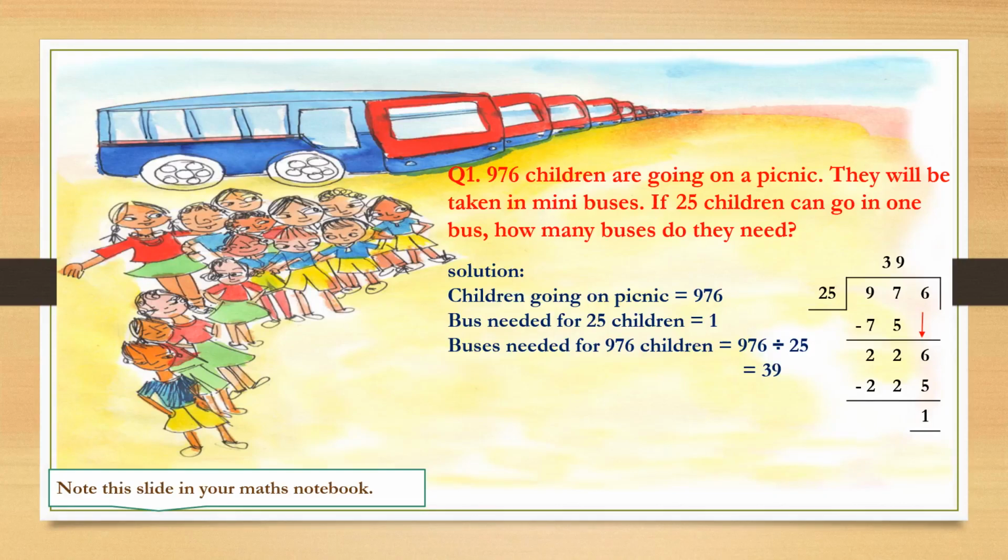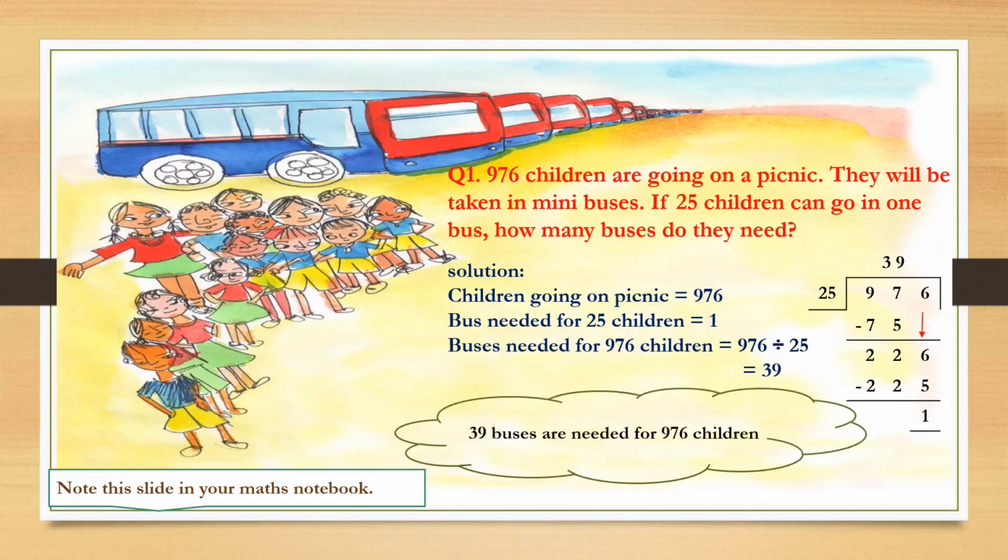Okay, so what we can do, it is very foolish if I am just hiring one bus for one child. So what I can do, I just accommodate that one child in any of the buses, and we can say 39 buses are needed for 976 children.